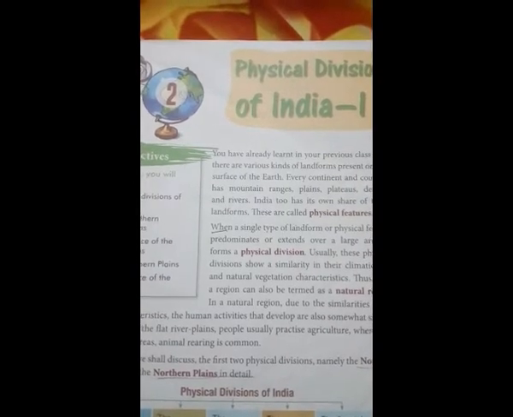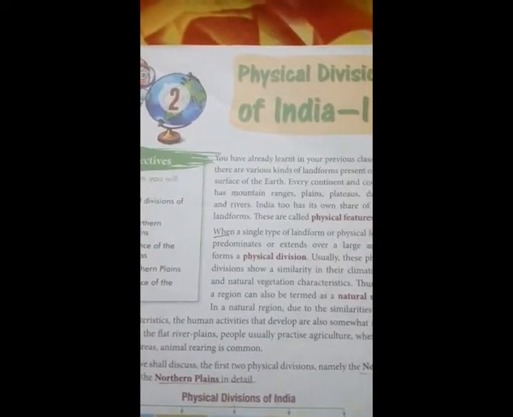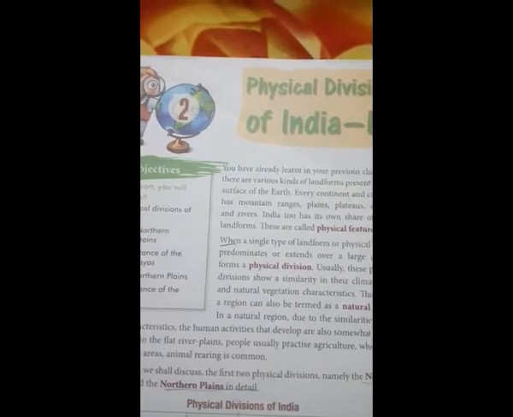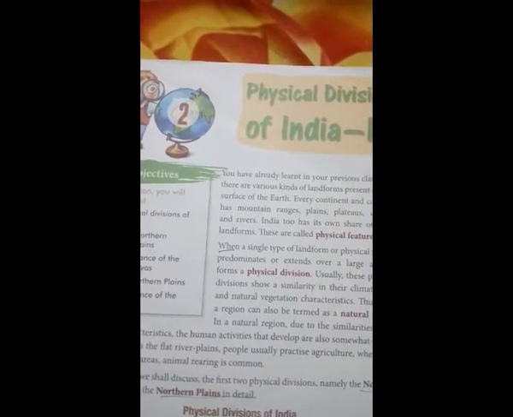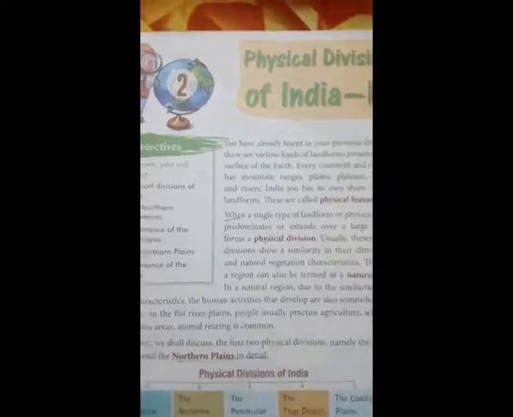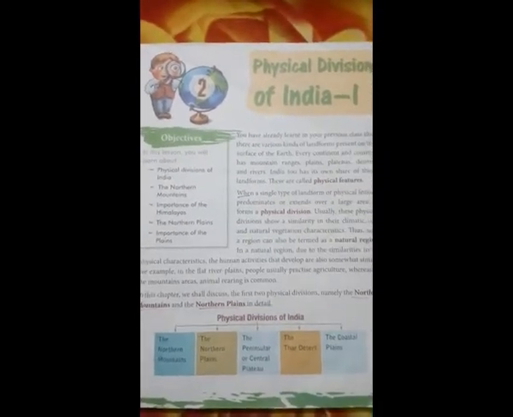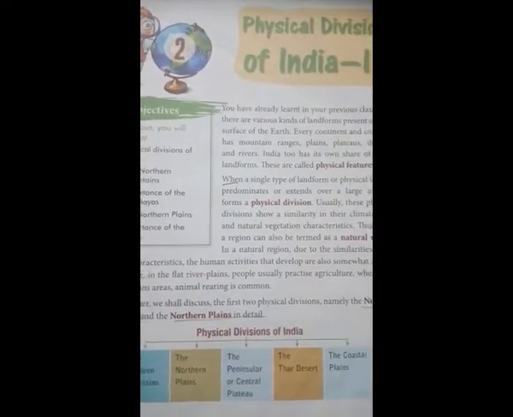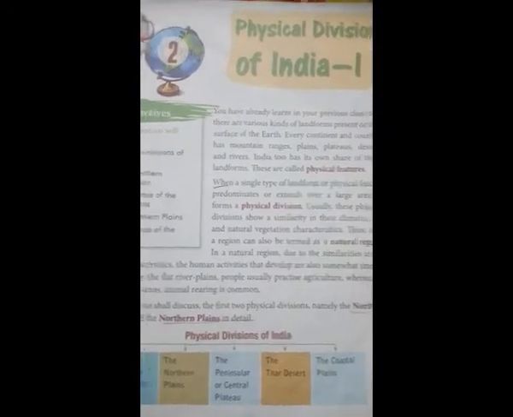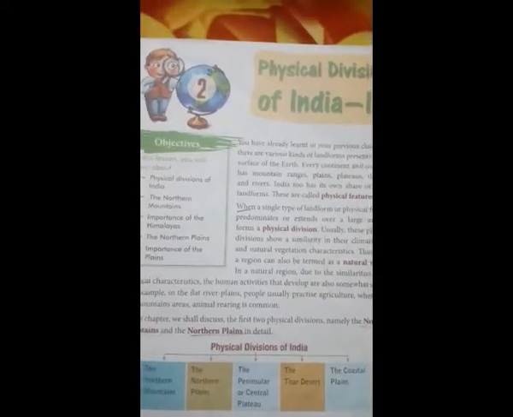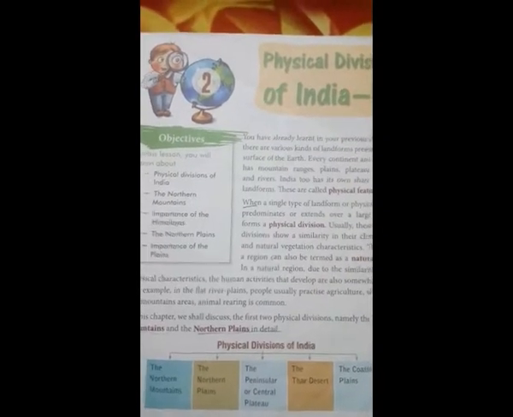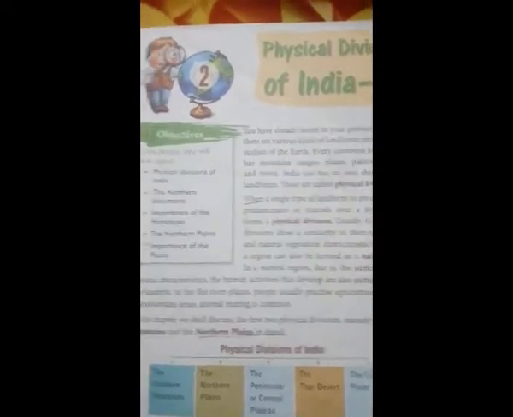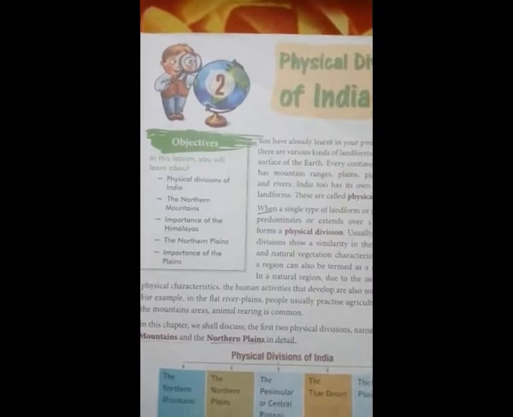For example, in the mountainous region, animal rearing is common, and in the river plains, the people practice agriculture. There are five physical divisions of India: the northern mountains, the northern plains, the peninsula or central plateau, the Thar desert, and the coastal plains. In this chapter we shall read two of them, the northern mountains and the northern plains.